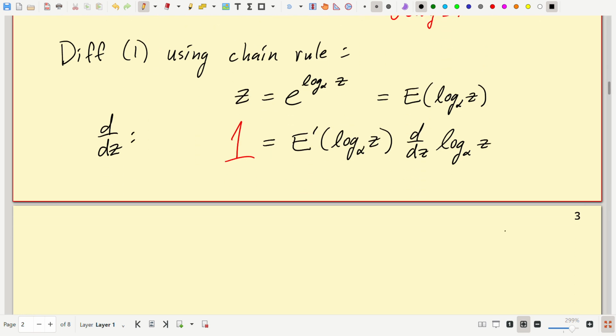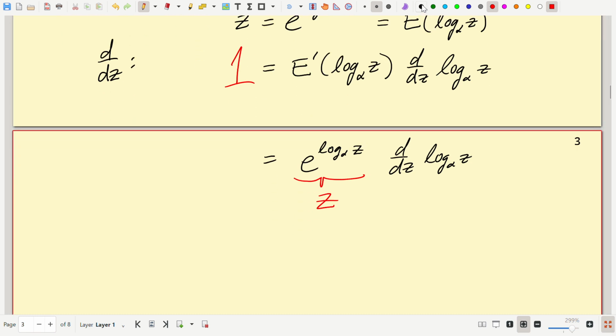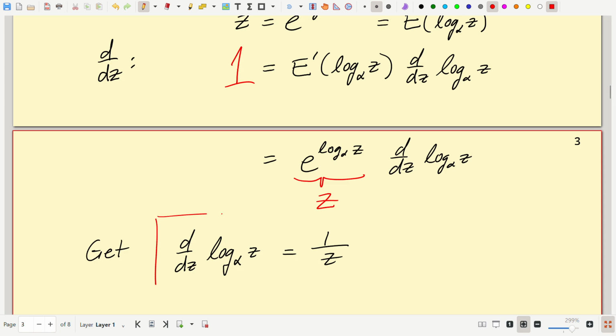And e prime is itself. So that is going to be e of log alpha of z times d by dz of log alpha of z. And that's the one that's always z. And so now I can solve for that derivative, and I get d by dz for any old branch of log is 1 over z. Put that in a red box. Just like in freshman calculus, except now we have multiple branches.